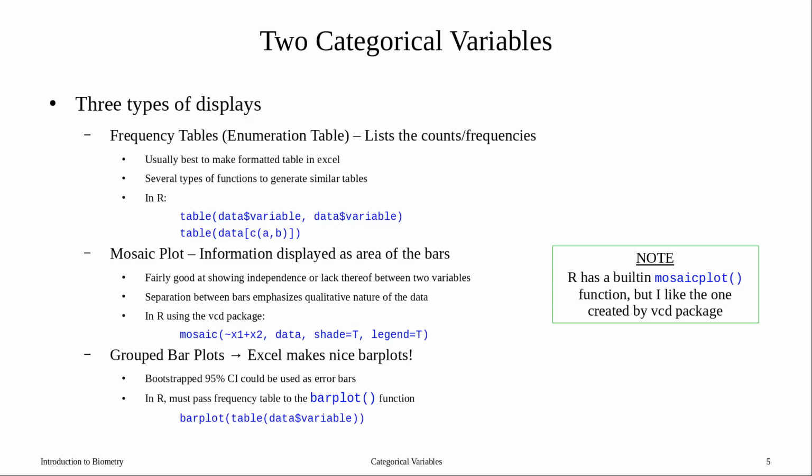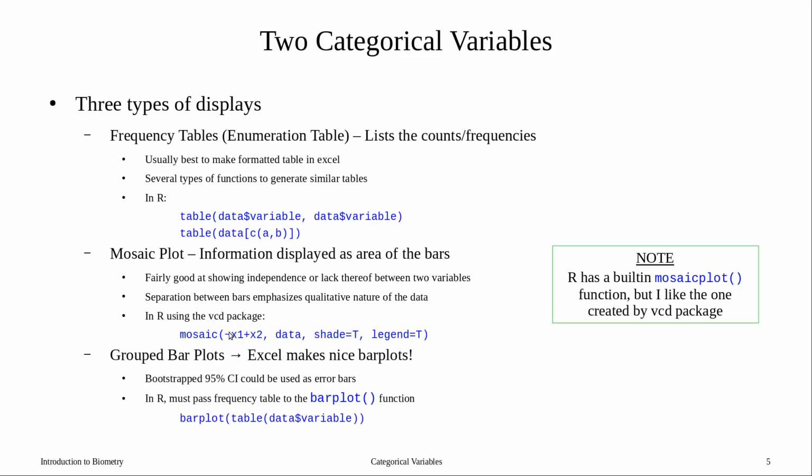The mosaic plot separates the bars too, so it emphasizes the qualitative nature. Now, how we make a mosaic plot is to use the mosaic function in the VCD package. We can use mosaicplot that's in the base package, which works. However, I really like this mosaic function in VCD because it adds a couple more details to the plot. So how we do that is use it as a function.